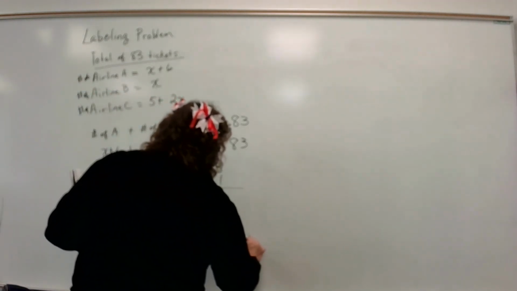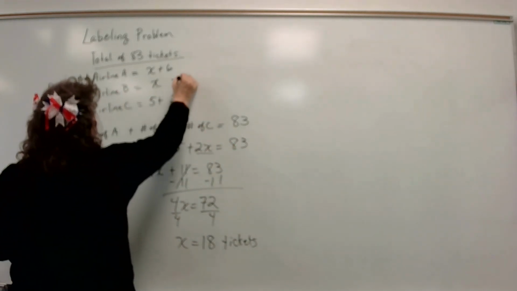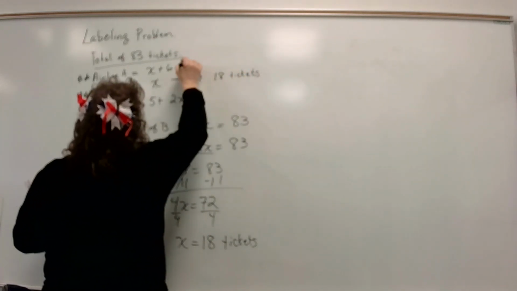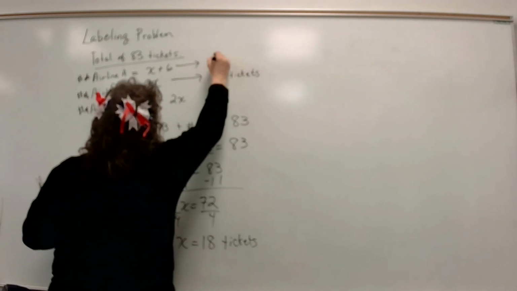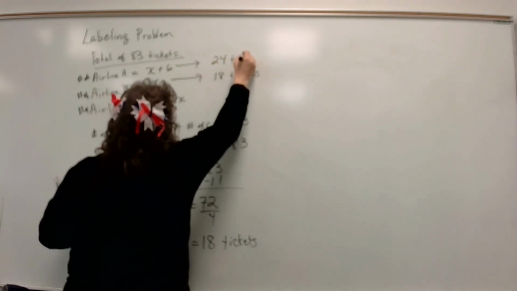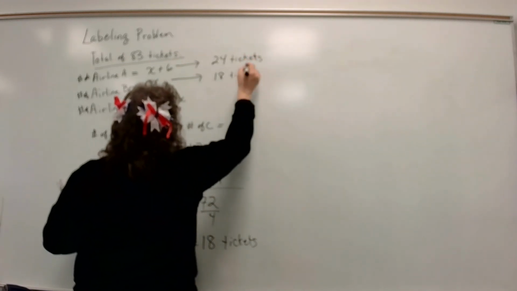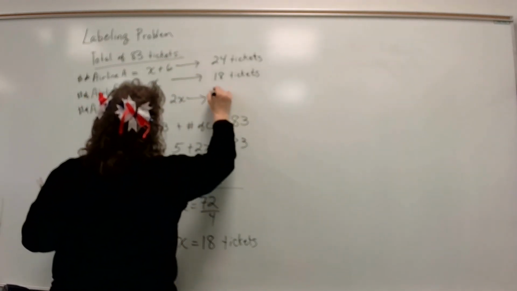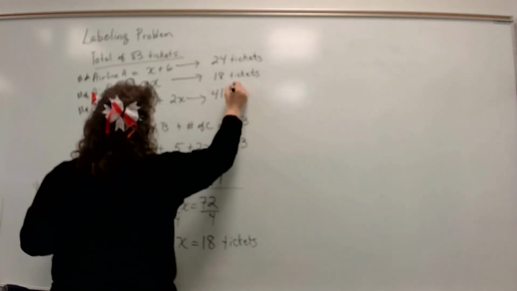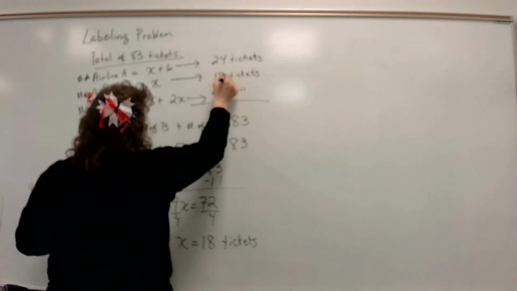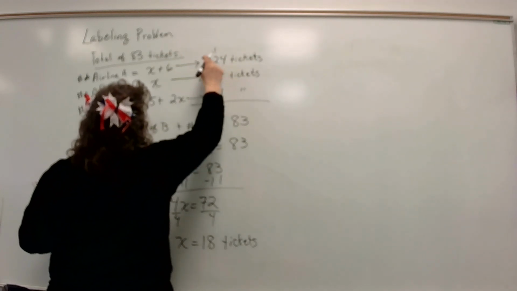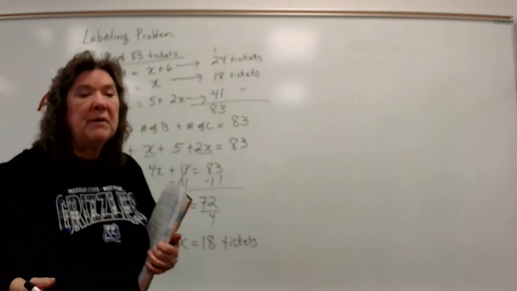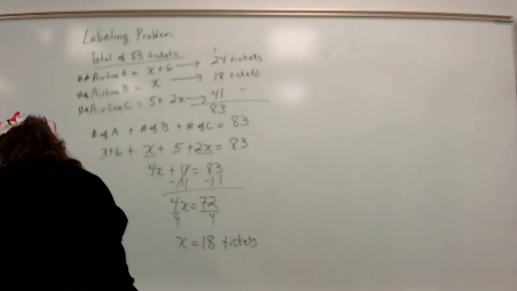So for airline B, which is equal to x, this one is 18 tickets. And for airline A, it is 18 plus 6, which is 24 tickets. And for airline C, 2 times 18 is 36, and 36 plus 5 is 41 tickets. Now if we add these all up, that's 12, 13, carry my 1, 2, 4, 8. So we came out with the same. So we checked our answer by adding up all the tickets that were booked.